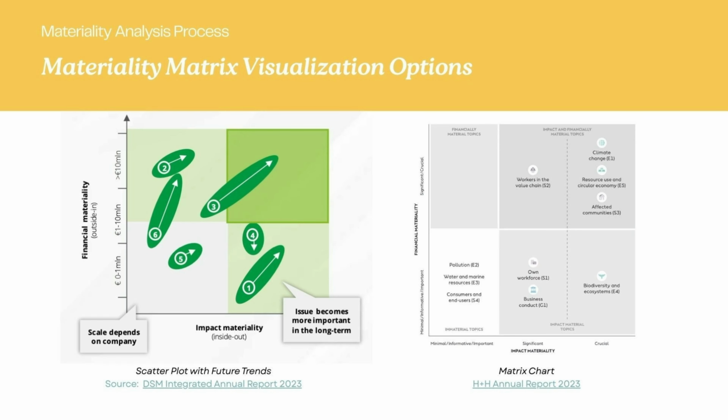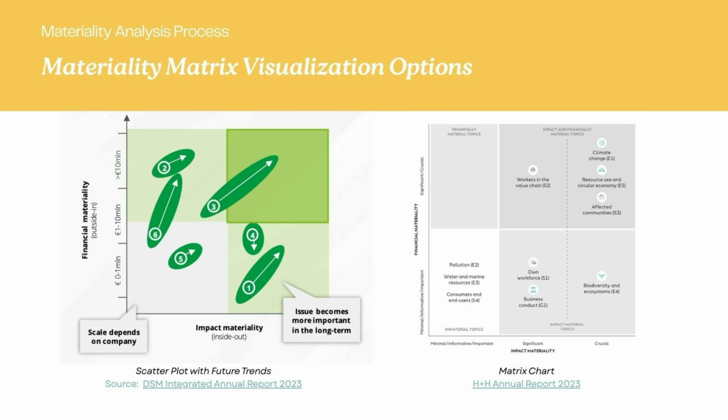You might notice some additional visualization approaches that add a time and classification perspective. On the left, the scatter plot with future trends shows how topics may shift over time. Arrows indicate the direction and magnitude of change, reflecting how certain issues become more financially or impact material in the medium to long term. This visualization is particularly useful for strategy discussions as it highlights emerging risks and opportunities that may not yet appear critical, but are expected to grow in importance.